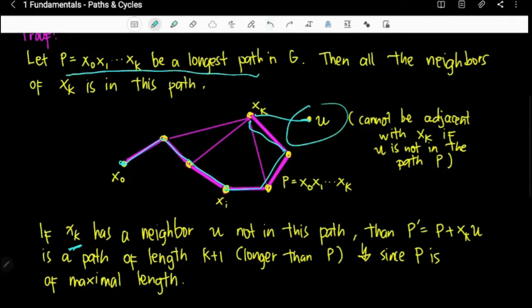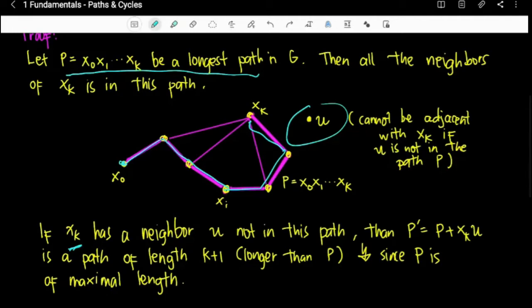So meaning, hindi pwedeng si xk ay may neighbor na wala sa path. Yun yung sinasabi. So pag yung path natin ay longest, lahat ng neighbor ni xk nandun na sa path. So let's say na ito na yung mga neighbor ni xk. Yan yung mga neighbor. Again, wala na tayong makikitang neighbor na wala sa path. Kasi pag meron ka pang neighbor na wala doon sa path, idugtong mo siya, mas mahaba yon. E yun yung pinakamahaba, hindi yung una nating nakita.